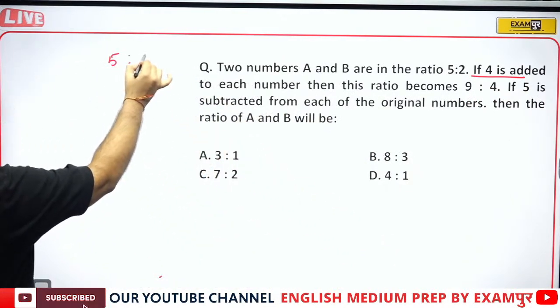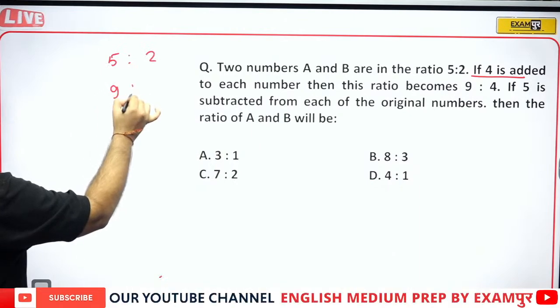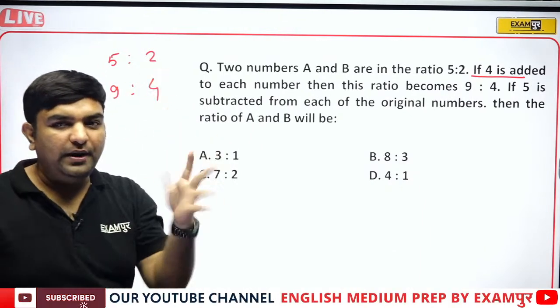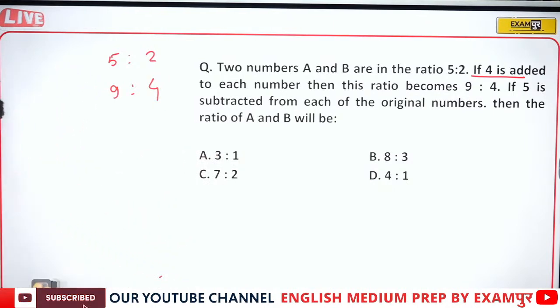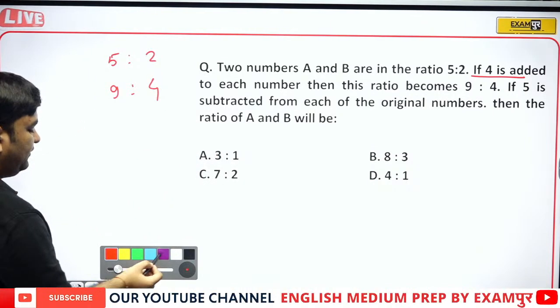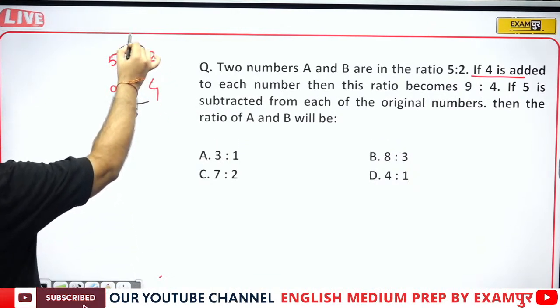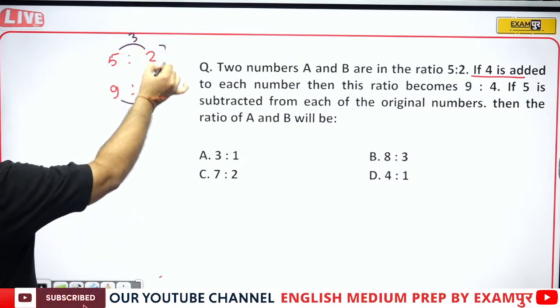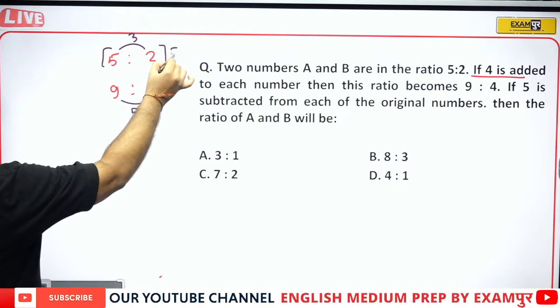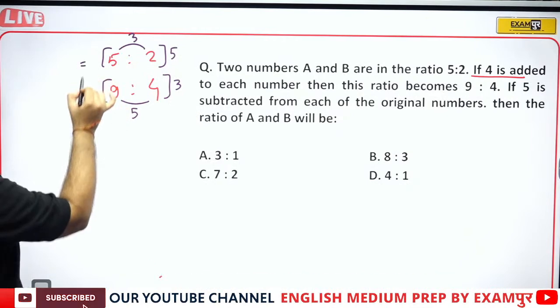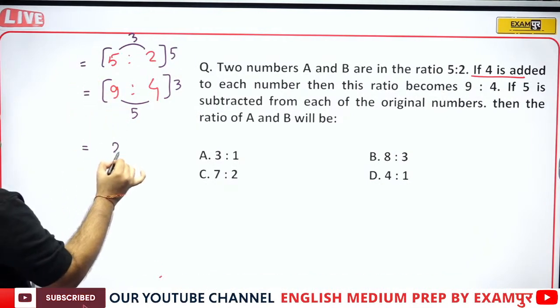5:2, 9:4. 4 increment, 2 increment, ratios are not balanced. However, we can balance them very quickly. 3 difference, 5 difference, multiply by the inverse. Multiply by the inverse, they will get automatically balanced.